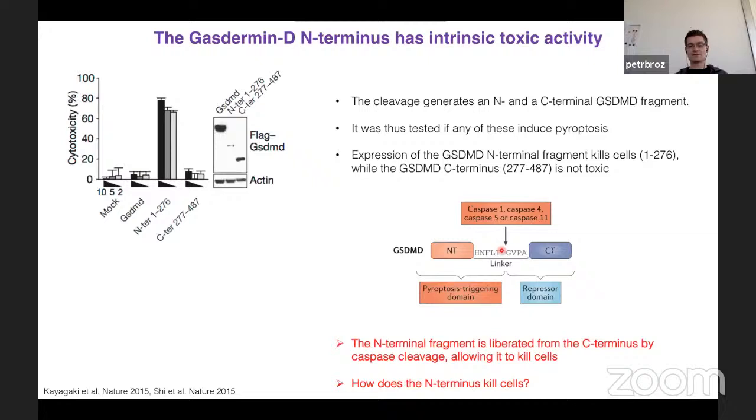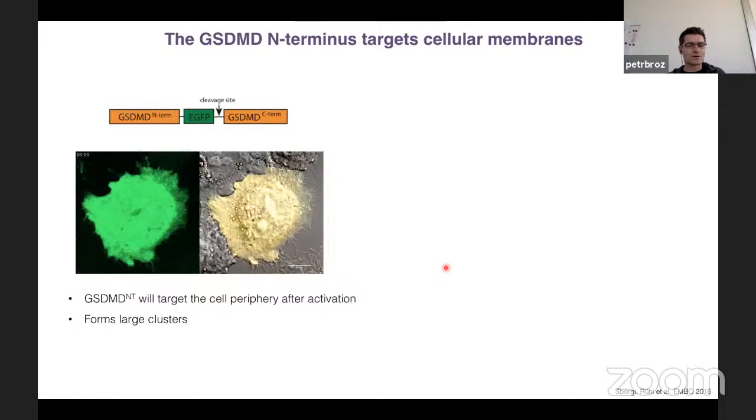So how does the N-terminus kill cells eventually? This part here is what triggers pyroptosis. I'll show you a couple of data that allowed people to come to a final model. One is here. This is just a movie that was made in my lab. So what happens to the N-terminus after cleavage?